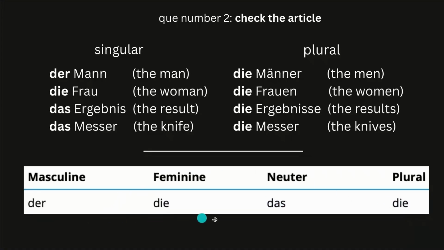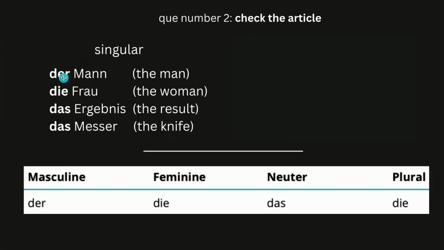All of these mean the, so this means the. Die also means the. So does das, and so does die. The fact that these all mean the can help us identify whether or not the word is plural. This is something that doesn't exist in English. Let's check here on the singular part. We have the man.